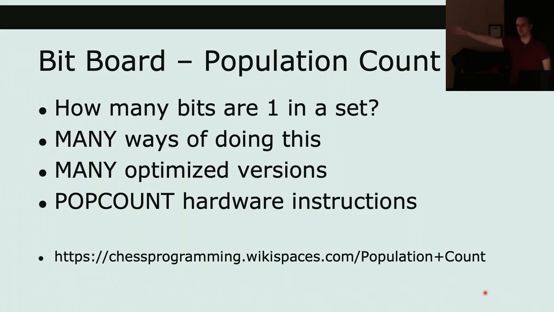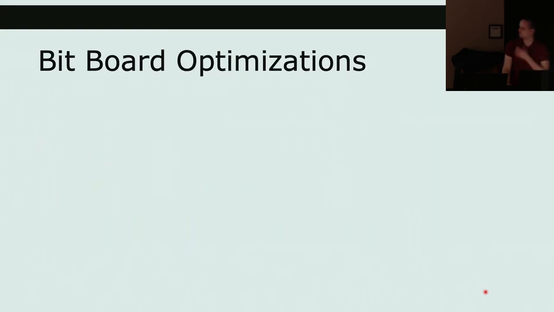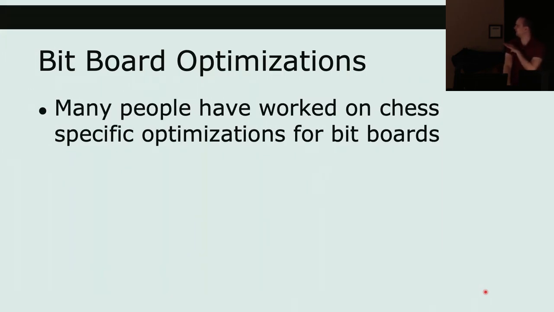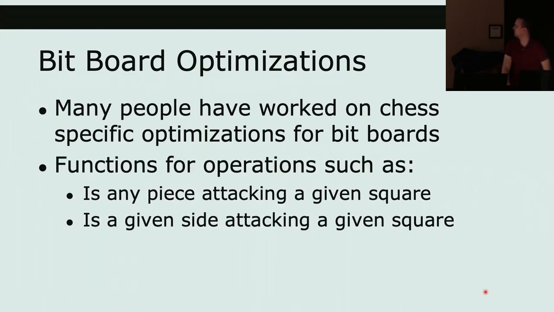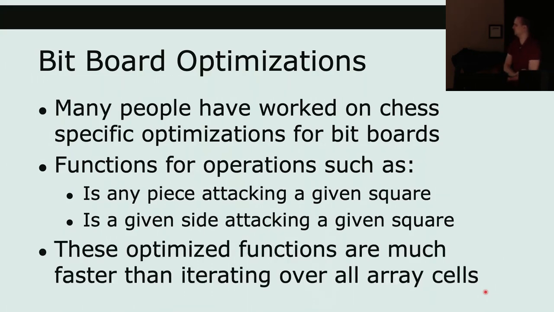So there's population count, there's bit sets, bit boards. All those are on the chess programming wiki. I recommend looking at them. So many people have worked on chess-specific operations for bit boards. Like, is a piece attacking a square? Is a given side attacking a square, etc.? Lots of cool things that you can do with bit boards. And the optimized functions are way faster than looking up something in an array, iterating over the different pieces in the board, etc. So I just wanted to mention that. I don't necessarily recommend doing something like that for the assignment, but I think it's really cool.